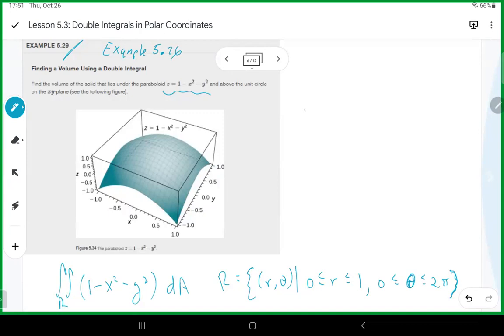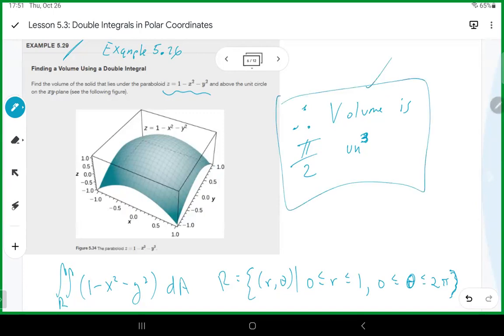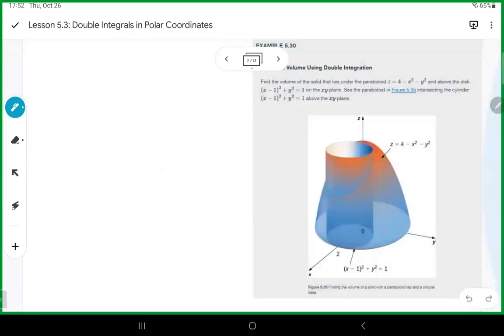All you have to do then is say the volume is pi over 2 units cubed. Now, obviously, if you want, you can rewrite it. If this was a problem on a test, you wouldn't be able to just say, well, example 5.26 had it. So you would still need to know how to do it, but we're just showing an example here where we already have that portion written out, okay? That's how you would want to write it. All right.